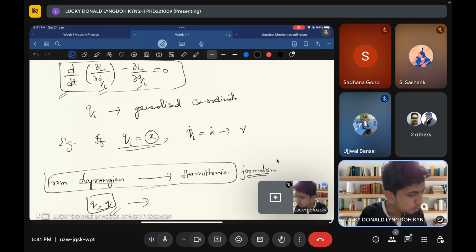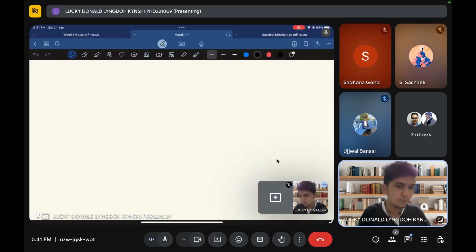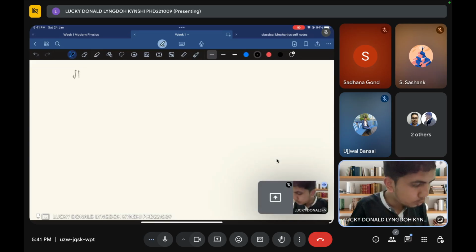And in Hamiltonian you are working with coordinates q and momentum. In Lagrangian you are working with coordinates q and q dot, but in Hamiltonian you are writing the coordinates q and p, which is the momentum. So again, I will give you the formula before I solve the problem so that you will have an idea.